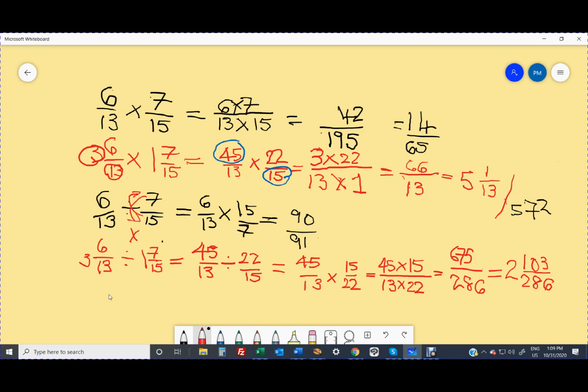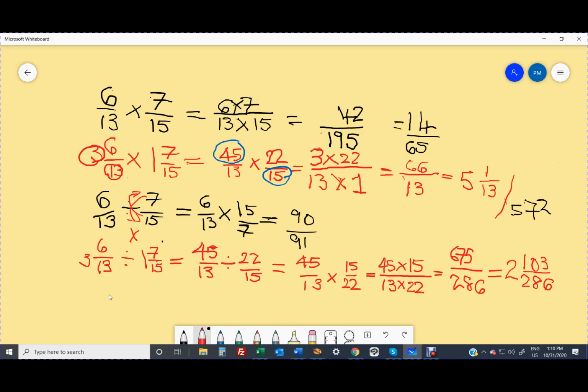So we converted it to fractions first. 45 over 13 divided by 22 over 15. Still got the divide there. We then went the next stage, 45 over 13 times, and we flipped the 22 and 15, we flipped it and converted it into a times. And now we're starting to think, oh, this is easy. This is very, very easy.